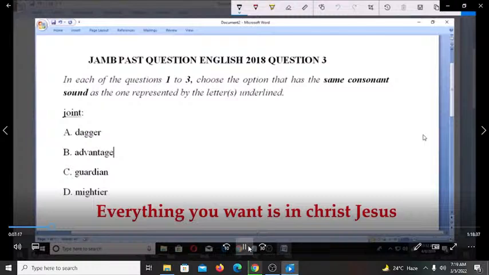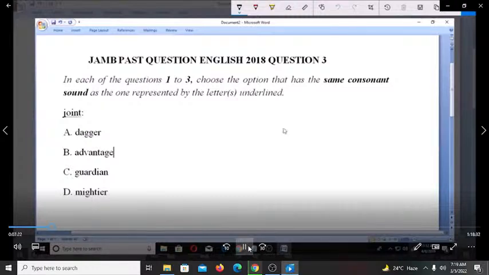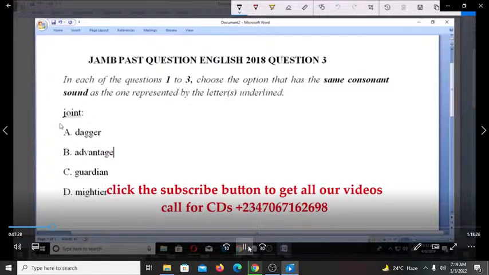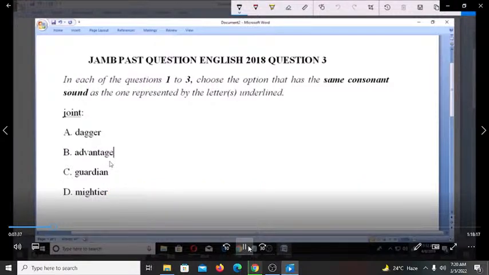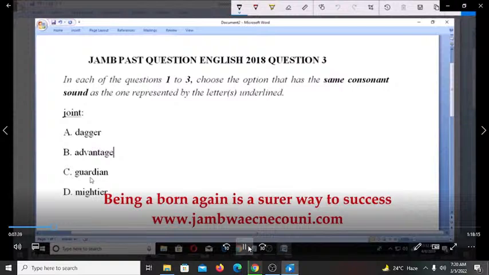In each of the questions, choose the word that has the same sound as the one represented by the letter or letters underlined. The letter underlined here is the J in joint. Now we have option A, dagger, option B, advantage, option C, guardian, option D, mightier.